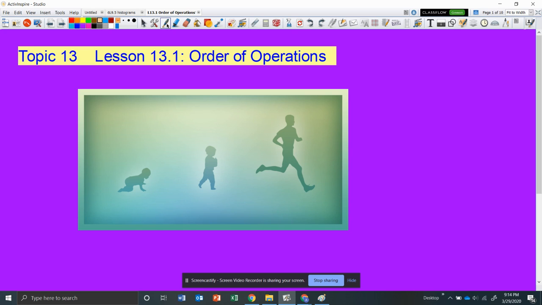Hey guys, we're going to be learning about order of operations today, and I have this picture for you that shows the progression of a person as they go from crawling to walking to running. And we really can't get to the running part without doing the crawling part. And so we sort of have this natural order in life.